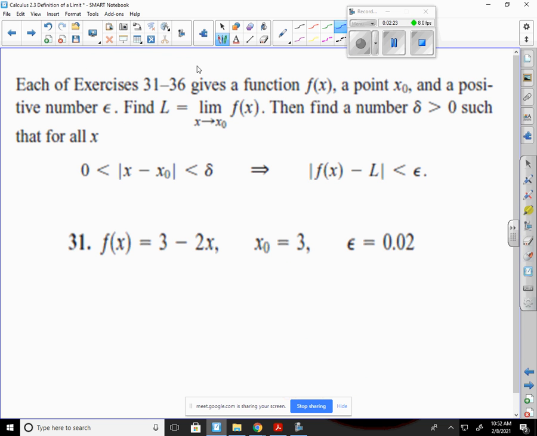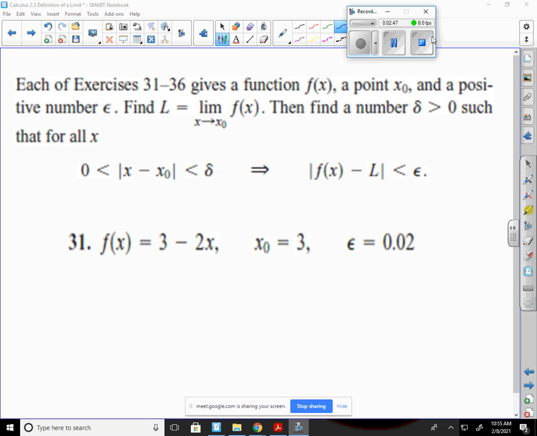All right, I'm going to give you guys some time. I want you to try to do this one on your own, number 31 here. Our formulas are given to us: the absolute value of x minus x naught is less than delta, and we're starting with the absolute value of f of x minus L has to be less than epsilon. So at this point, we're just plugging our numbers in and seeing if you can find your answer here.